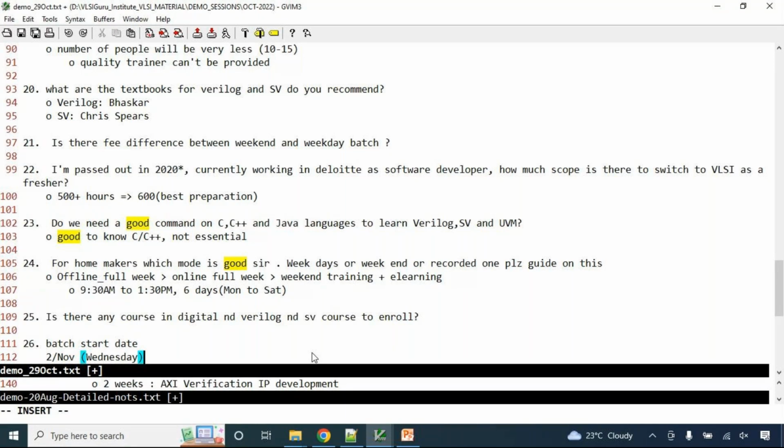So all these batches will start from 2nd November. For the initial 1 month, 4 weeks, all batches are merged. After that, they are segregated. Sir, when will the SV and UVM course start? When can we enroll for that?